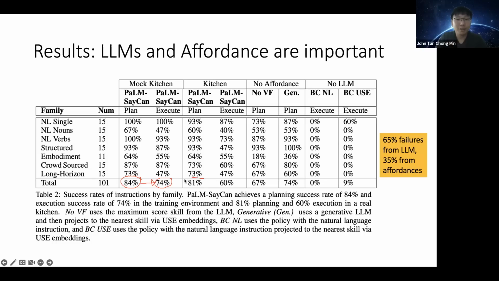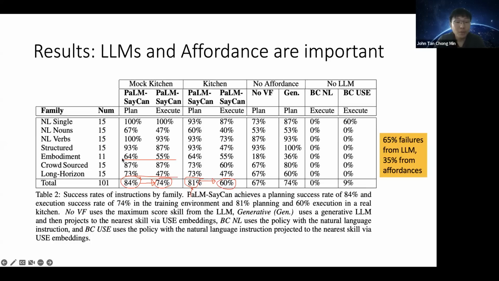Yeah, same thing for the real kitchen. You can see that the actual robot itself doesn't do that well compared to the planning, which means that the actual situations are more difficult to predict compared to just having the meta level plan here. To execute it in the real world is actually quite difficult. And the main things that it fails in are actually the embodiment part and the long horizon part.